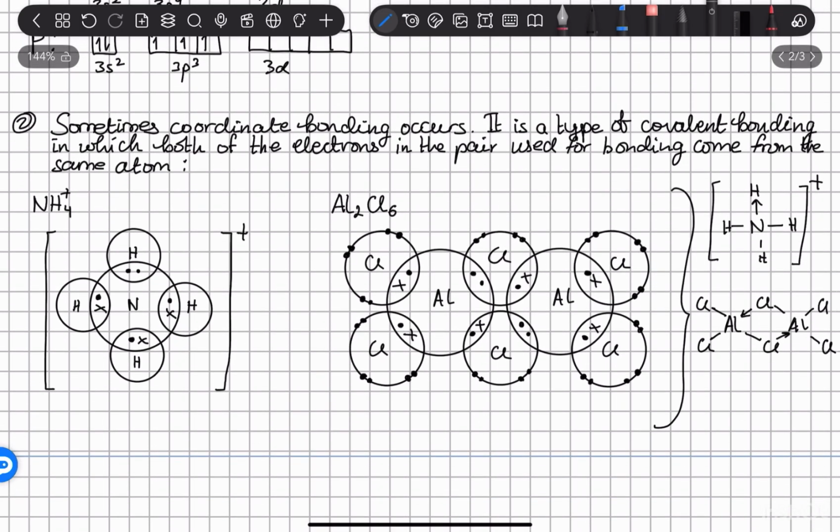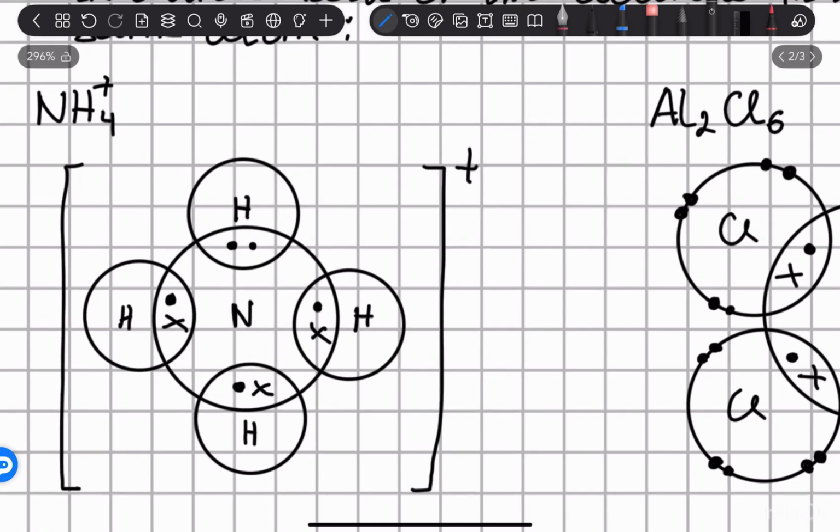Alright, and we come to the last part of today's topic. Sometimes coordinate bonding occurs. What is coordinate bonding? You see how covalent bonding is when both atoms share, right? Coordinate bonding is when one atom gets a little bit greedy and takes both electrons for themselves. And yes, those both electrons do not belong to that atom. It's a selfish atom. So it's a type of covalent bonding in which both of the electrons in the pair used for bonding come from the same atom. As I said, a very selfish atom.